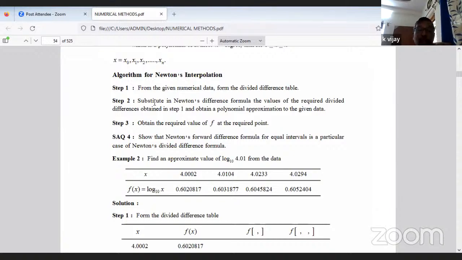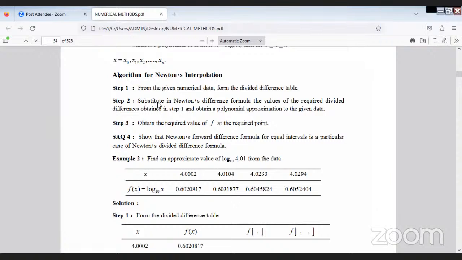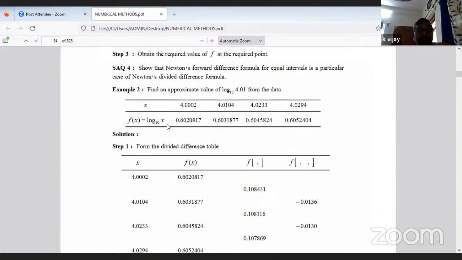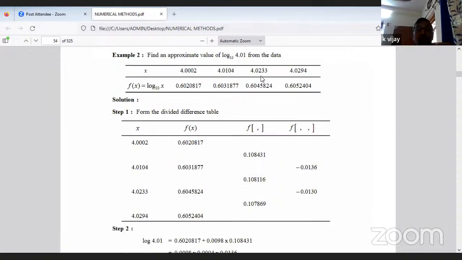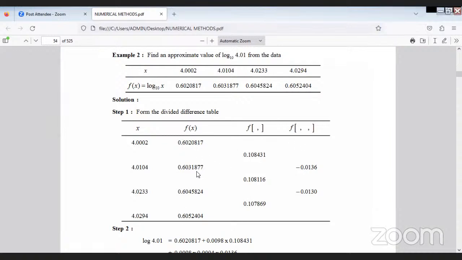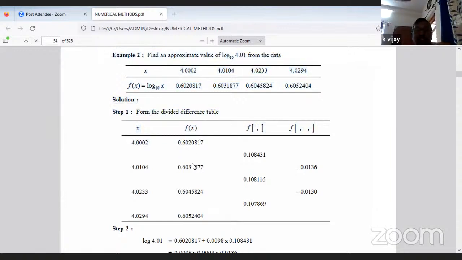Find the approximate value of log 10 of 4.01 from the data. See here, what are the values given? 4.002, 4.014, 4.023, and so on. F of x: 0.601817, 0.6031877, 0.5824, 0.62404. Subtract them, in the y values, subtract them. What is the value? Make it fast.